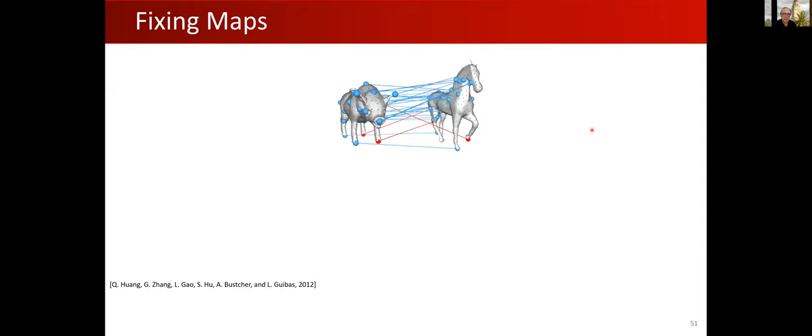How do you fix maps? Well, let's think of this example, taking a pig to a horse. And I show here in the point-to-point form, not in the functional form, because it's easier to visualize. But the same ideas apply in the functional form. Well, here there are some errors.